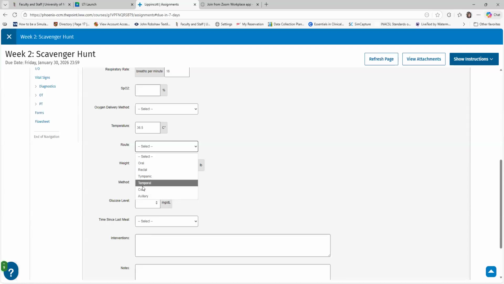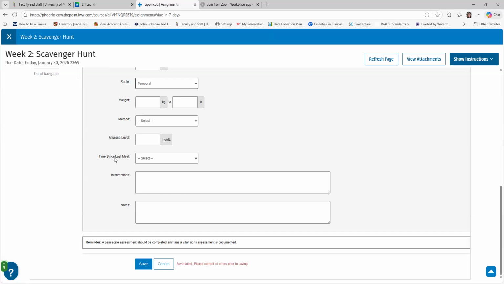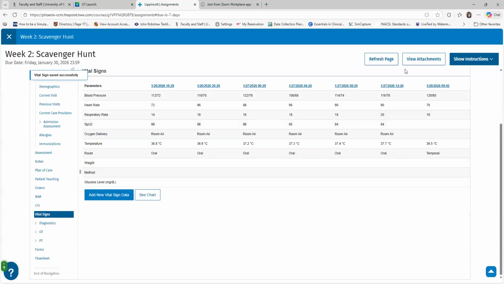Okay, so the thermometer we're using in the lab is the non-invasive thermometer that looks like this. We're going to call it temporal because we don't have a drawdown to describe it as the forehead. We don't have a weight on our patient. We don't have a glucose level. I don't know when they last ate. So the last thing I'm going to do is just hit save. And you can see if you scroll over, the vital signs that I charted now populate in my chart. It's as simple as that.